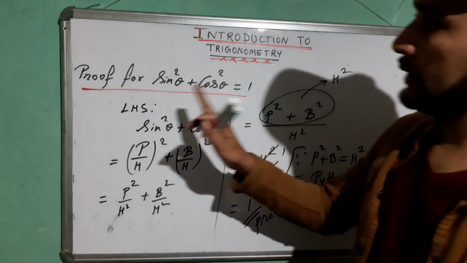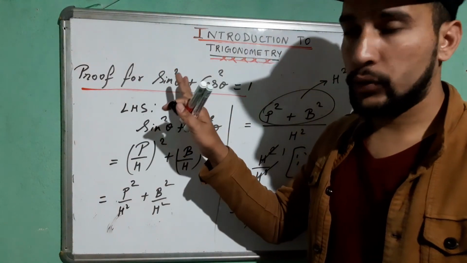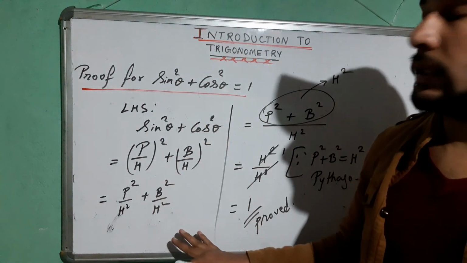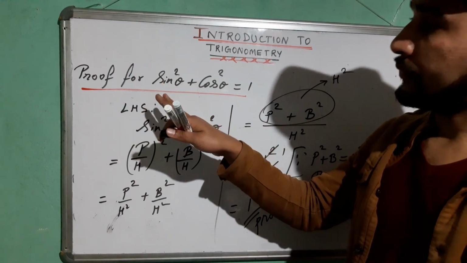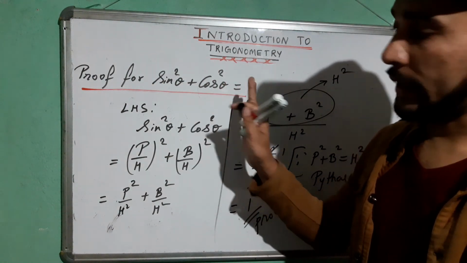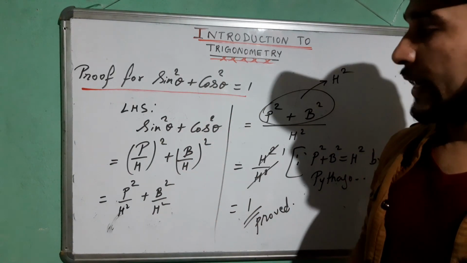Okay, next is cosec square theta minus cot square theta equals to 1. You try to prove that with the same concept. And next, sec square theta minus tan square theta equals to 1. With the same concept you try to prove.